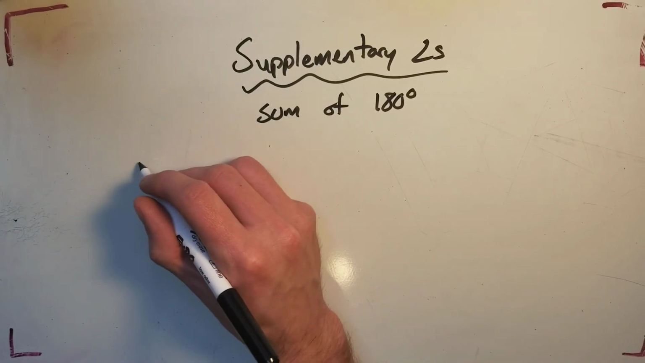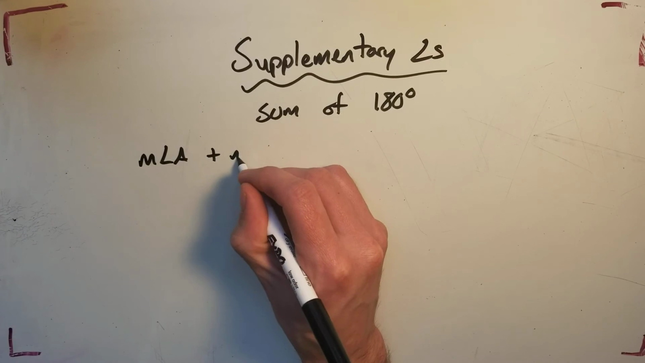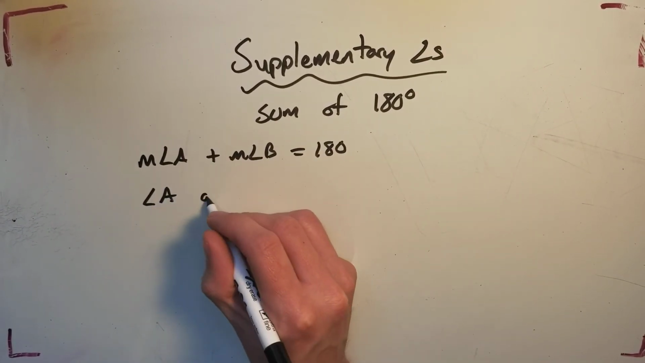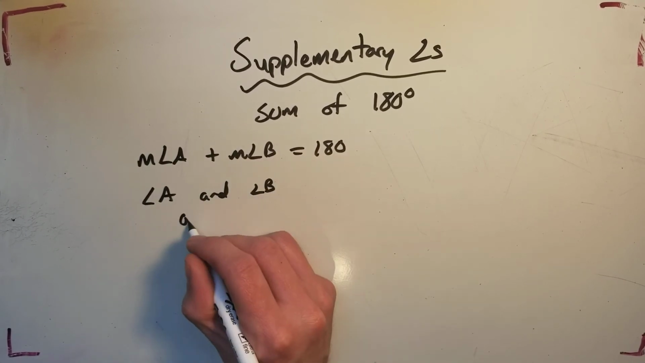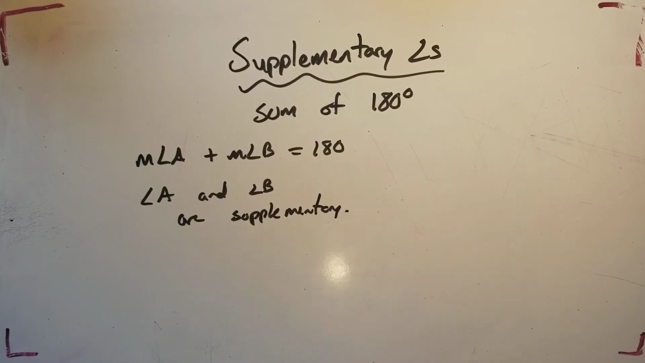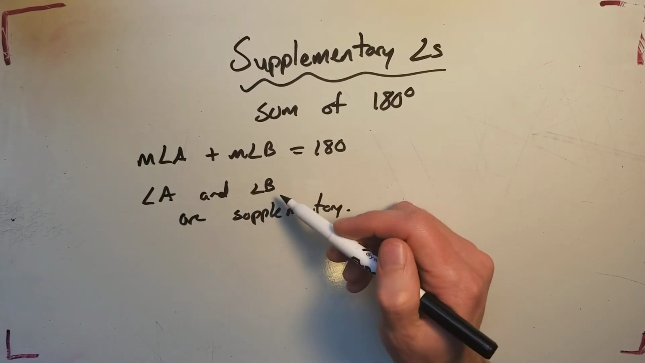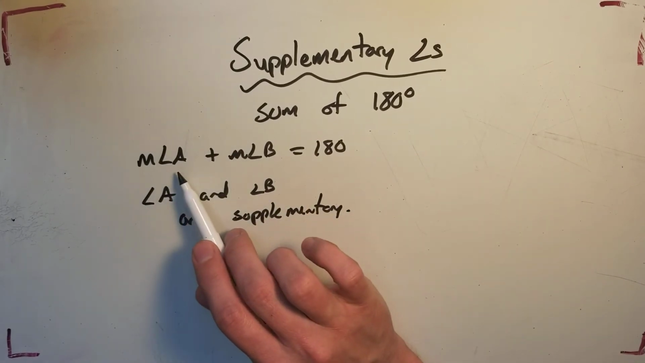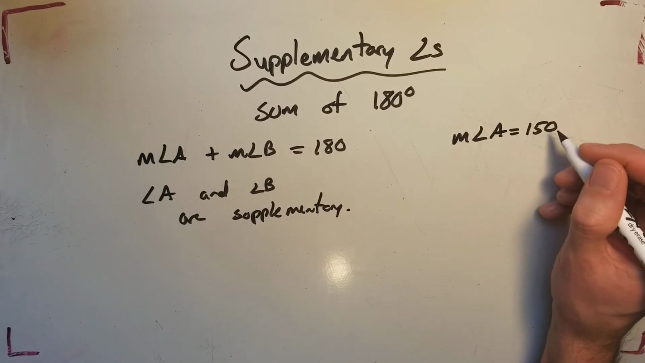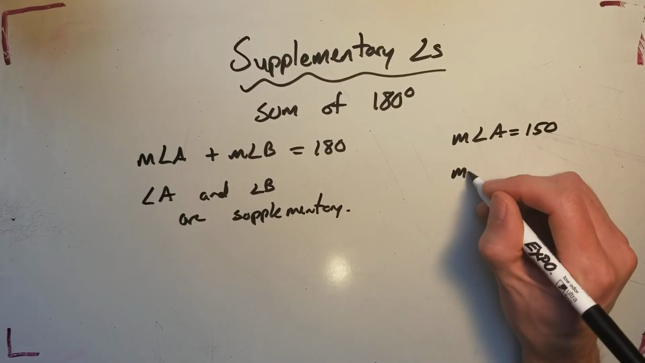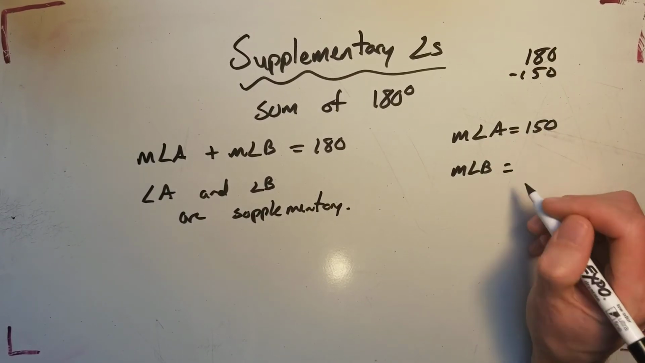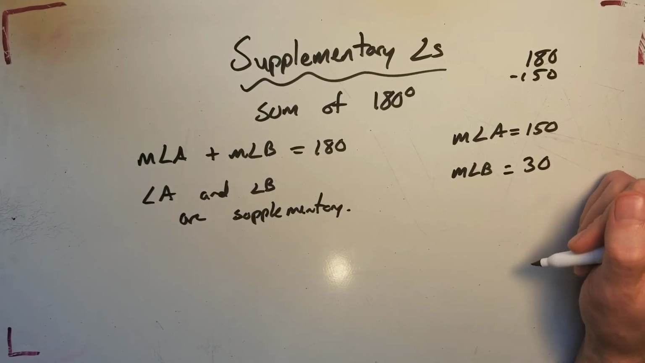So if the measure of angle A plus the measure of angle B equals 180, then angle A and angle B we would say are supplementary. And maybe you're given one of the measurements, like you might know angle A is 150. If the measure of angle A is 150, then the measure of angle B, you'd have to do 180 minus 150. The measure of angle B would be 30 then, if they are supplementary to each other.